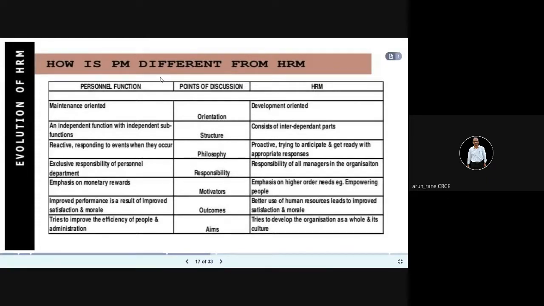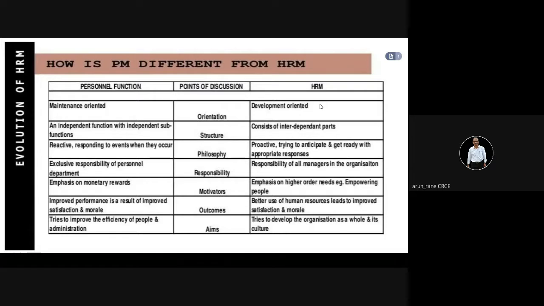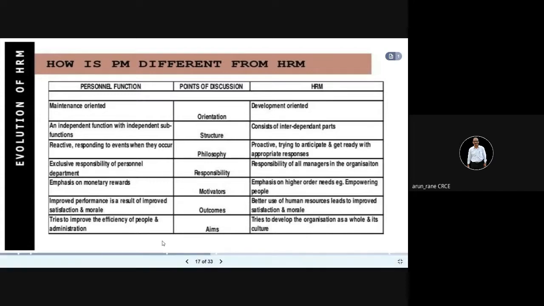How is personal management different from human resource management? In terms of orientation, the personal function is maintenance oriented, whereas HRM is development oriented. They look for development. As an engineer also you should be engaged in developmental activities.